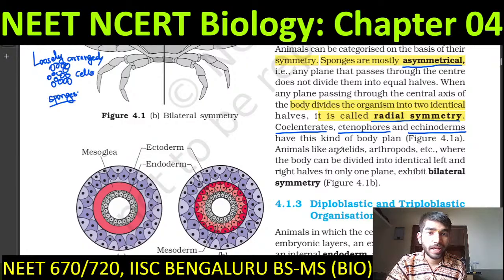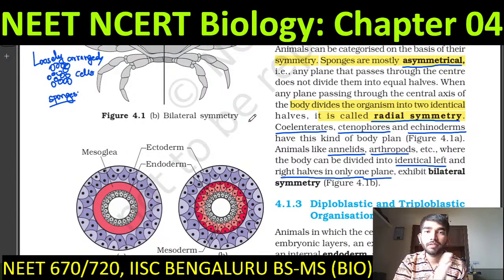And then coming to annelids like earthworms and arthropods like cockroaches. So you can remember one key example from each group so that it's easier for you to also understand their characteristics. Where the body can be divided into identical left and right halves in only one plane, so this is only one plane which is going to divide the organism in two equal halves, then it is called bilateral symmetry.